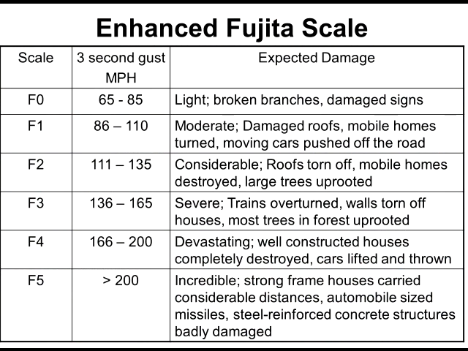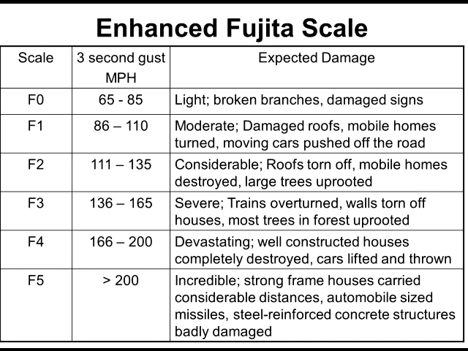The destruction potential of tornadoes is classified by the Enhanced Fujita scale. The Enhanced Fujita scale is a set of wind estimates based on damage. It ranges from F0 to F5. The expected damage of an F0 tornado is relatively light. We might see broken branches and damaged signs.